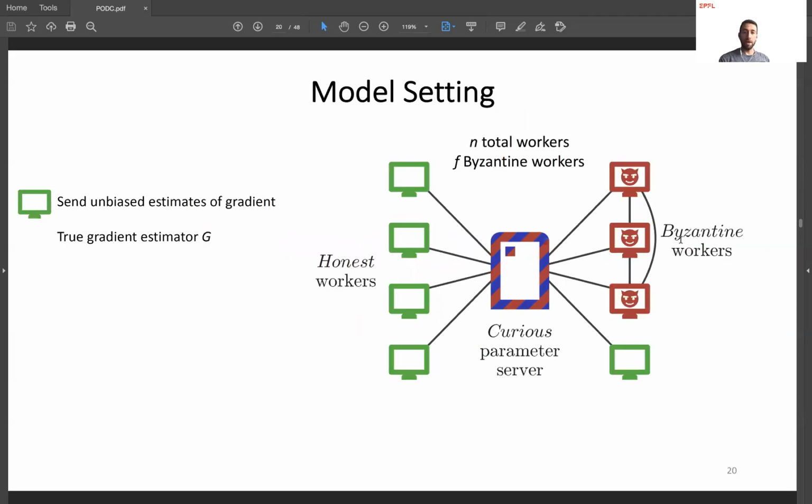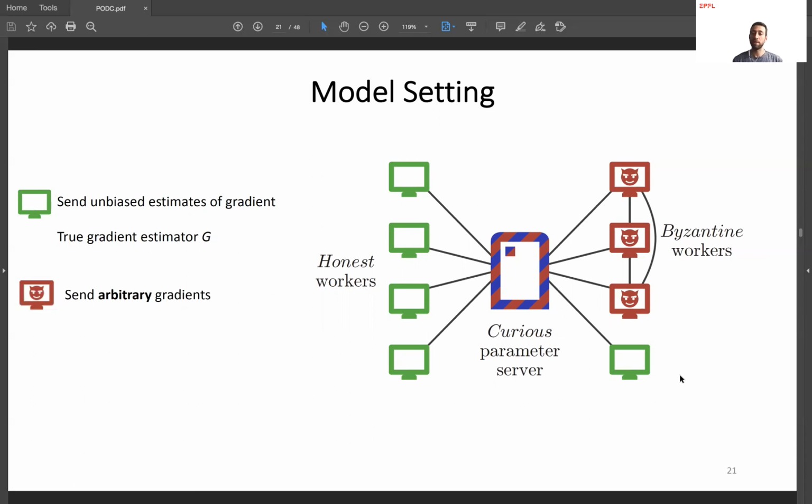In order to do so, I will first recall the model setting with a bit more detail. So we have the parameter server model. We have a total of n workers. Some of them are honest, and there are up to f Byzantine workers at most. The parameter server is honest but curious. The honest workers are supposed to send unbiased estimates of the gradient. We assume that they have access to a true gradient estimator, capital G. The Byzantine workers, we assume that they can send arbitrary gradients. They can send correct gradients, maliciously crafted gradients, basically anything, which covers all possibilities.